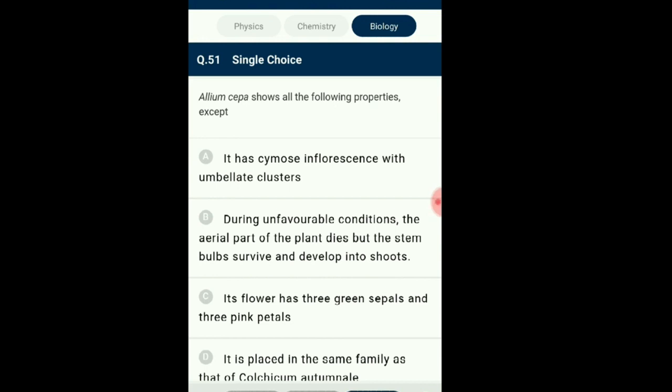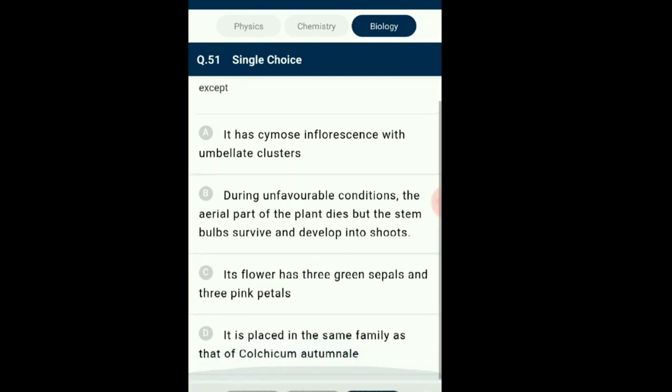It is placed in the family Liliaceae, in which Colchicum autumnale is also placed. In its flowers, the petals and sepals cannot be differentiated. This whole is called perianth and it is made up of tepals. So the answer for this question is option C.